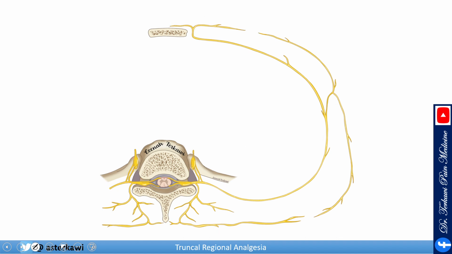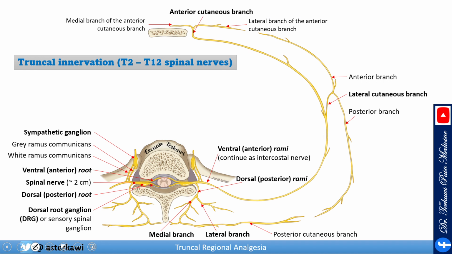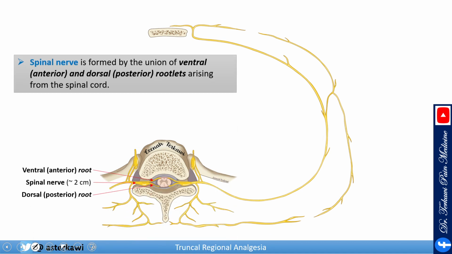Now, let's see how this works. First, it's important to know that this is only from T2 to T12. So first, from the spinal cord, we have the ventral or anterior root and the dorsal or posterior root. They merge together to form the spinal nerve.